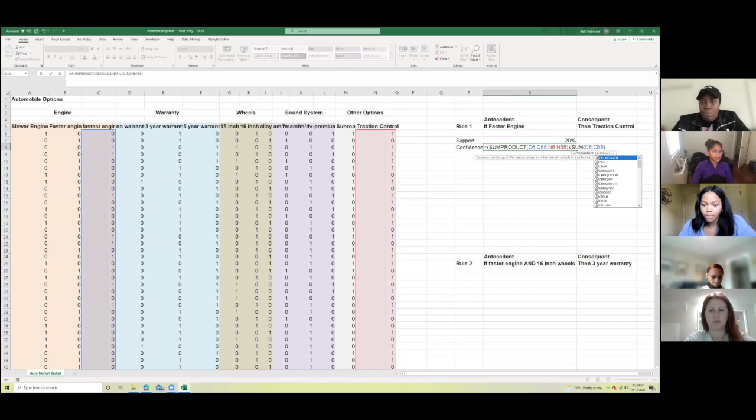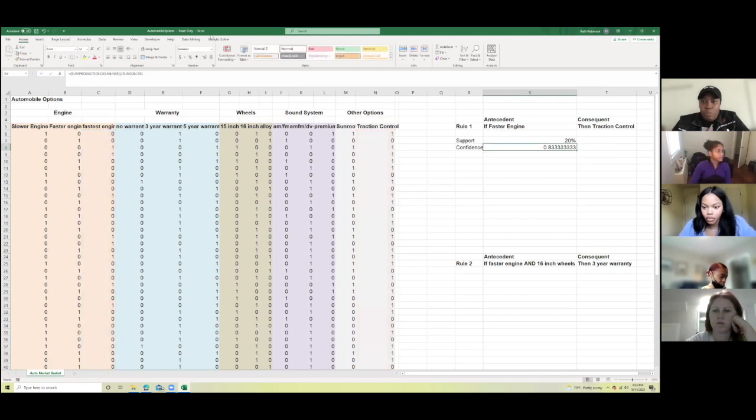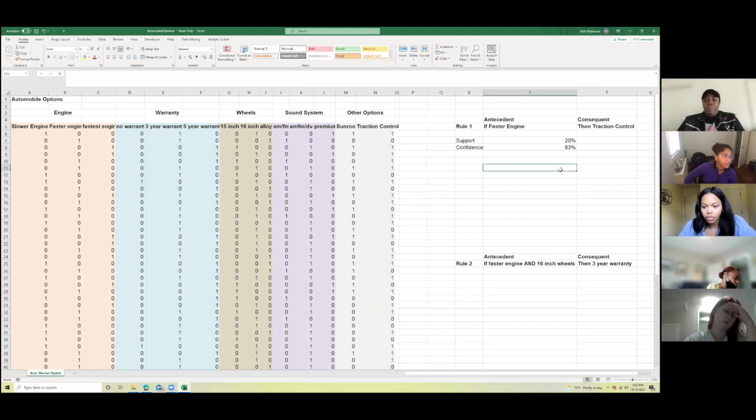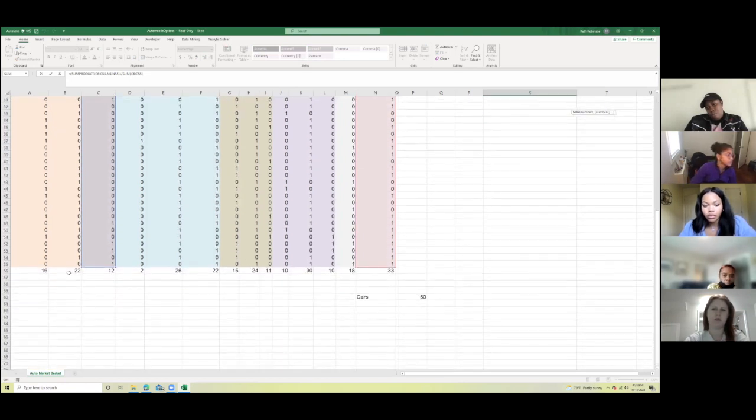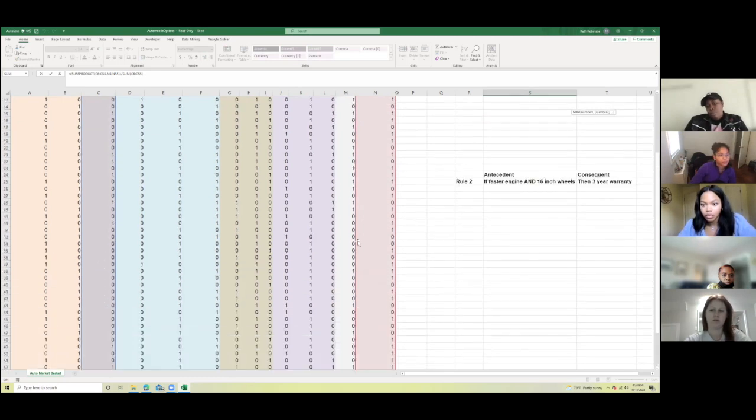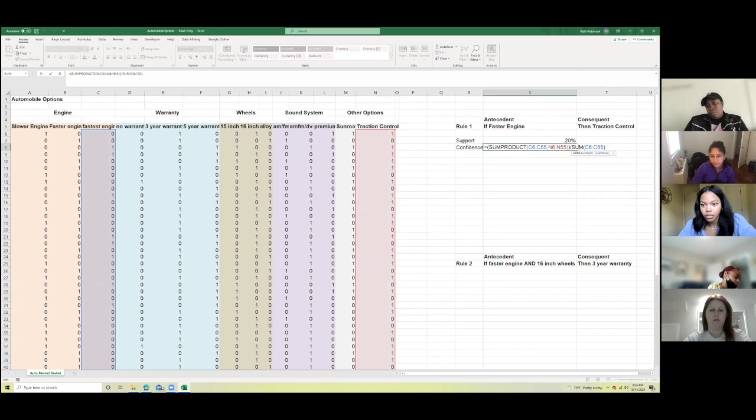Okay, so let's check it. It is the sum product of fastest engine and traction control divided by the sum of fastest engine. So that's the amount of times we see that in the data set. Okay, and turn that into a percentage. Do you have to write the cell or could you just write 12? So, I mean, there's a couple ways you could do it. You could do the sum of this. You can manually click on 12 here. Or you can just put in the number 12 also. Any one of the three works.